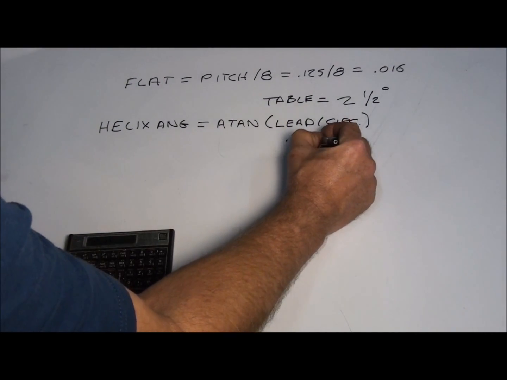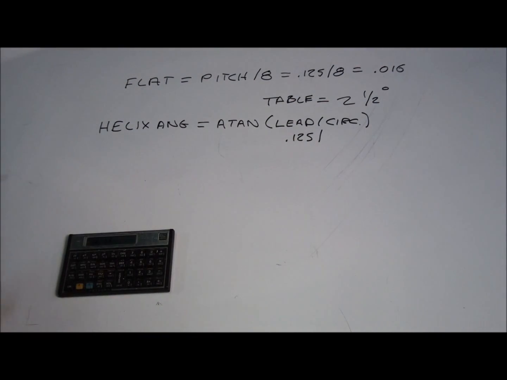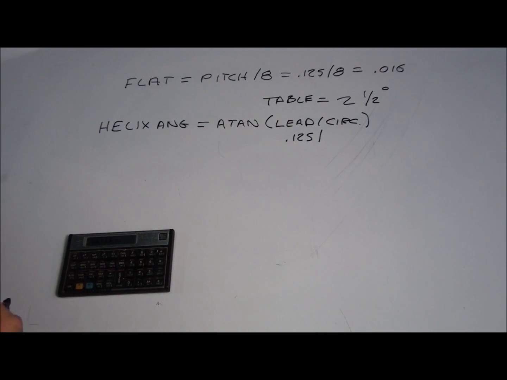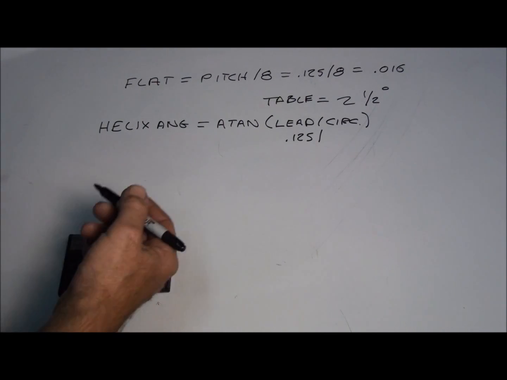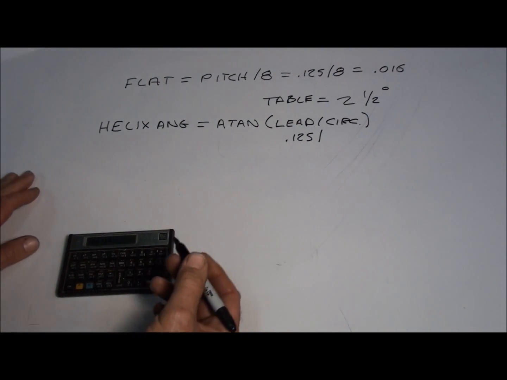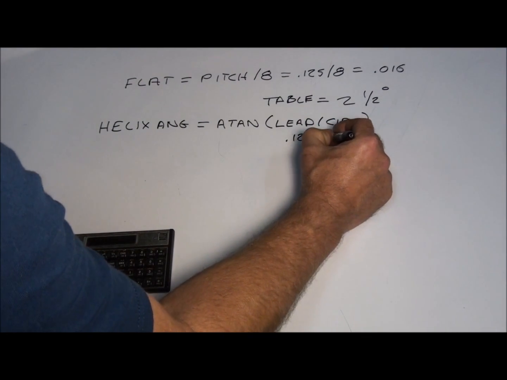Okay, and we divide that by circumference. What's the circumference of a 1-inch thread? Well, it's pretty easy. A circumference is just pi times the diameter of the thread. In this case, our thread's 1 inch in diameter, so it's just 1 times pi, or pi. Pi is 3.14.